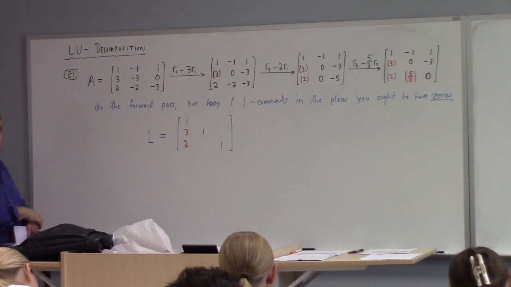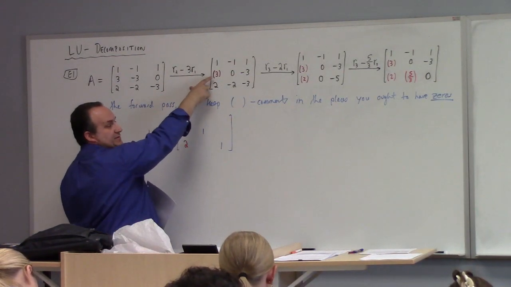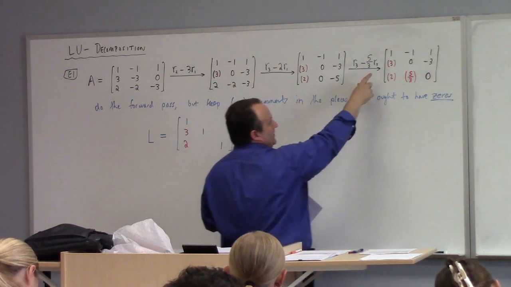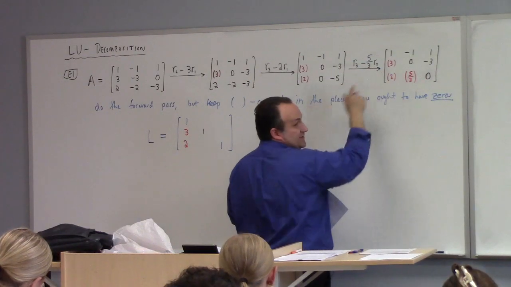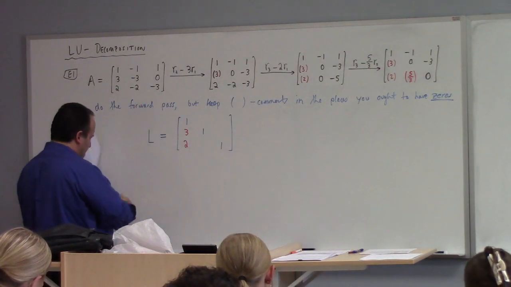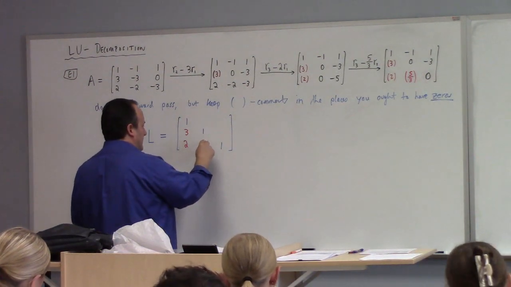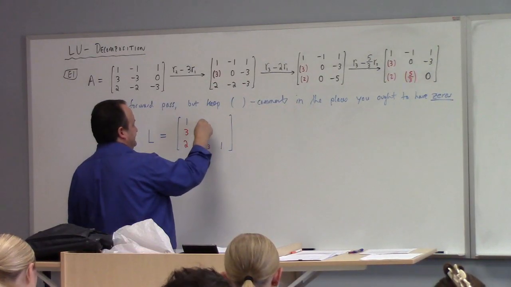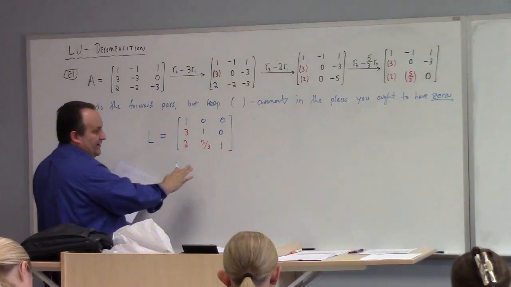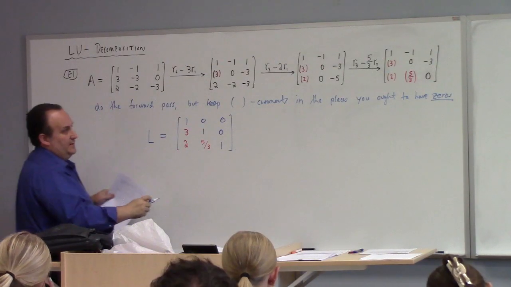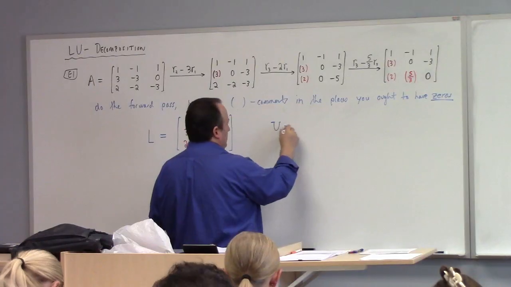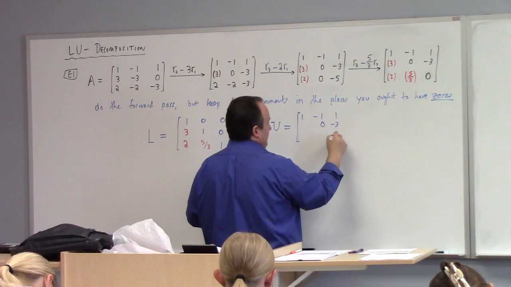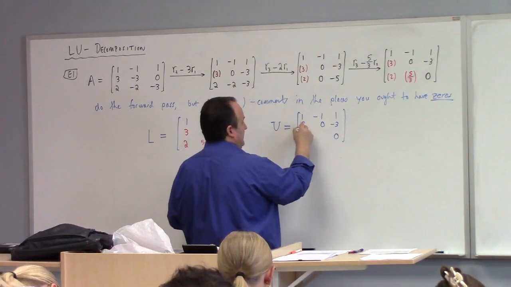Okay? Do you guys see what I'm saying? I'm messing with row 1, that's why I put the 3 here. I'm messing with row 1 again, that's why I put the 2 here. I'm using row 2 to mess with row 3, that's why I put the 5/3 here, okay? That's the pattern. Anyway, the point is, you got this matrix here with zeros. This is, of course, a lower triangular matrix, right? And on the other hand, I can write down U: 1, -1, 1, 0, -3, 0. That's just taken from right there, right? And then 0 is everywhere else.